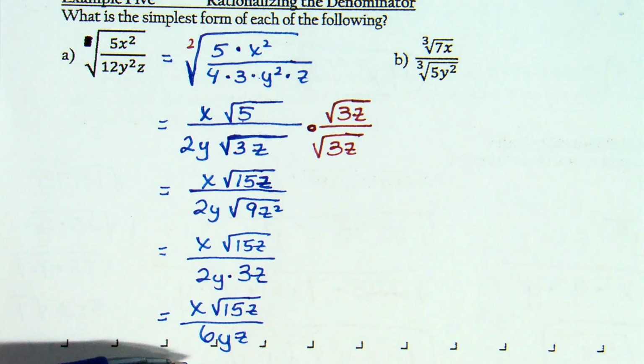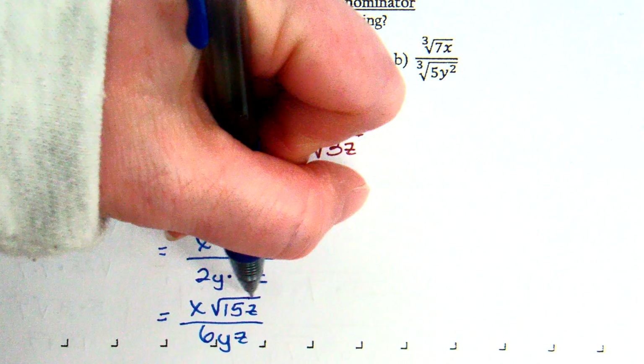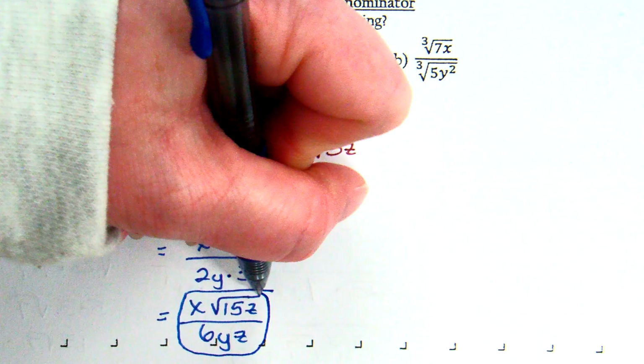I have an x on top. Do I have any x's on bottom? No. No. 6yz, if there's anything out front that would reduce with that, we would need to do that. Okay, in this case, am I done? Yes. We're done. But those are questions you need to be asking yourself, because you will see some that will need to reduce.